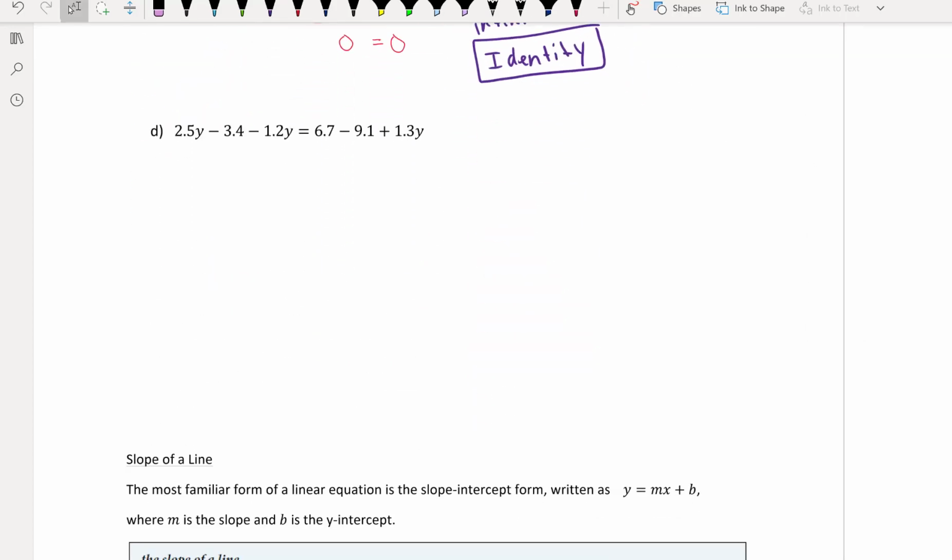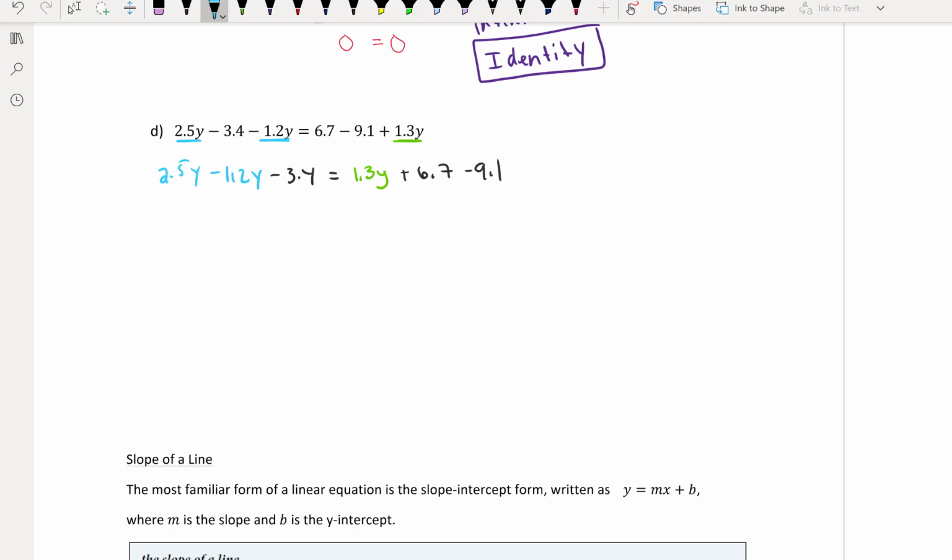Okay? So now for part D, it's exactly the same, except now you have decimals, which you have your calculator for if you're not really familiar with decimals. So again, what I like to do is combine like terms, and I'm going to reorder them so it makes sense to me. So I have my 2.5y minus my 1.2y, and I have a negative 3.4. That's going to be equal to, and it looks like I'll only have one y over here, so that's a 1.3y. And I have my plus 6.7 and my negative 9.1.